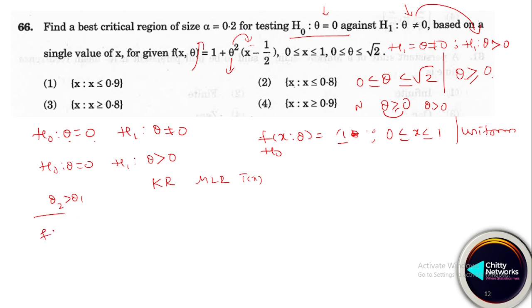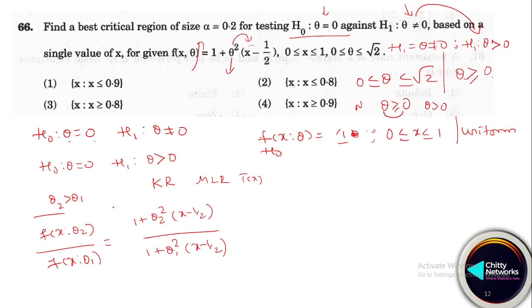So f of x comma theta 2 divided by f of x comma theta 1 is equal to, putting theta 2 in this equation, (1 plus theta 2 square) times x to the power of minus 1 by 2, divided by (1 plus theta 1 square) times x to the power of minus 1 by 2. We have seen that theta 2 is greater than theta 1. So in order to check, let us take theta 2 equal to 1, because the square root of 2 is more than 1, and theta 1 is less than 1. Let us take theta 1 equal to 0.5.